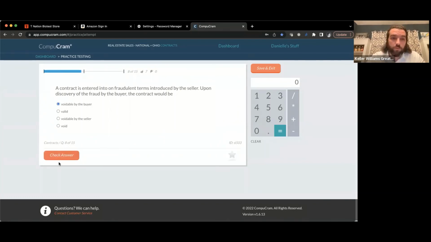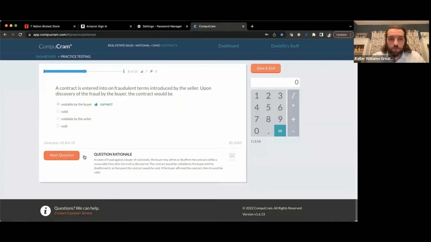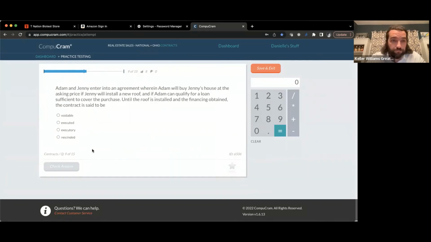This is going to be voidable by the buyer. It's the same version of that question once again, where there's an injured party. Just because there's fraudulent terms involved doesn't mean that the contract won't potentially go through if the buyer is willing to accept and continue the contract despite that fraud.